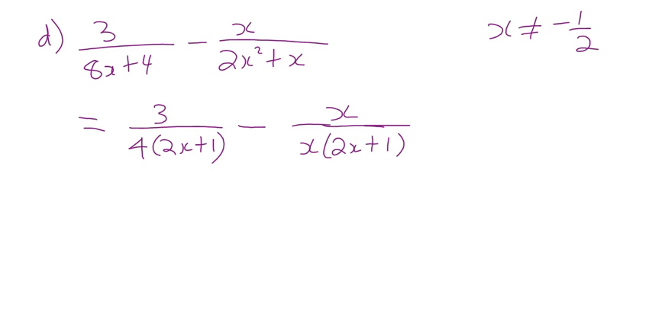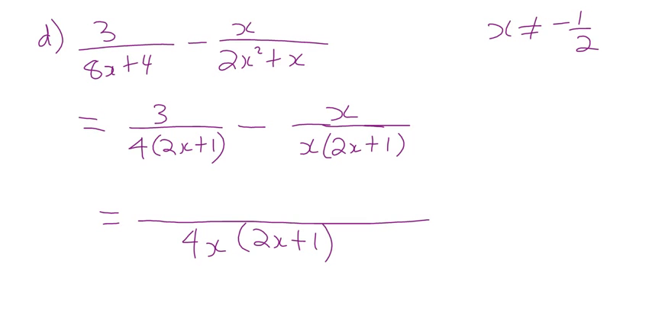I've got to figure out a common denominator. I like to start with numbers. So, big fraction bar, because we're doing this in one step. We're not going to mess around with it. I need a 4. I need an x. And I need a 2x plus 1. I cover up the x, I've got my 4 times 2x plus 1. I cover up my 4, I've got my x and 2x plus 1. So I do have the lowest common denominator.